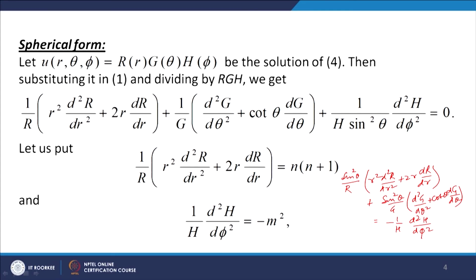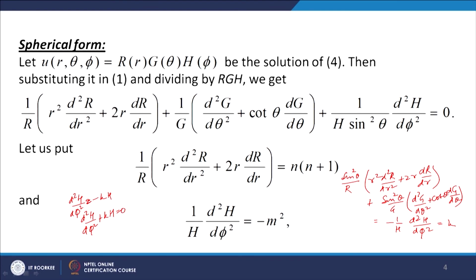Now, you can see the left hand side is a function of r and theta only, and the right hand side is a function of only phi. So, this can be possible only when both are equal to a constant. So, let us take this equal to a constant, say k. Then we will have d squared H over d phi squared equal to minus k H, or d squared H over d phi squared plus k H equal to 0.